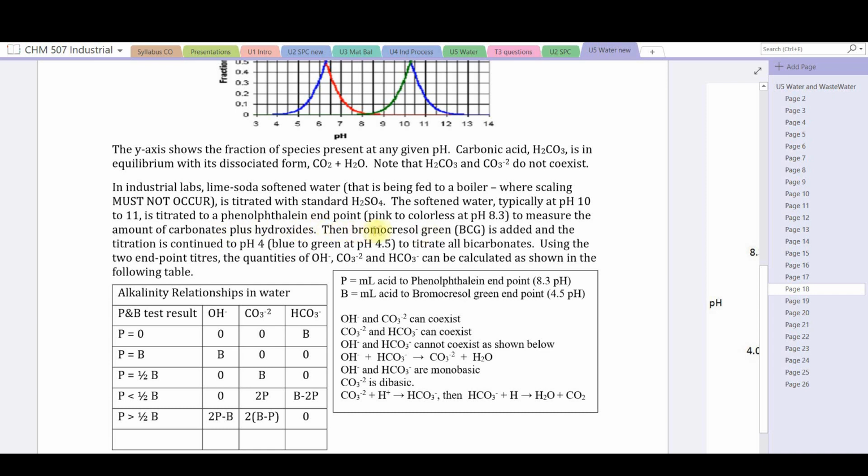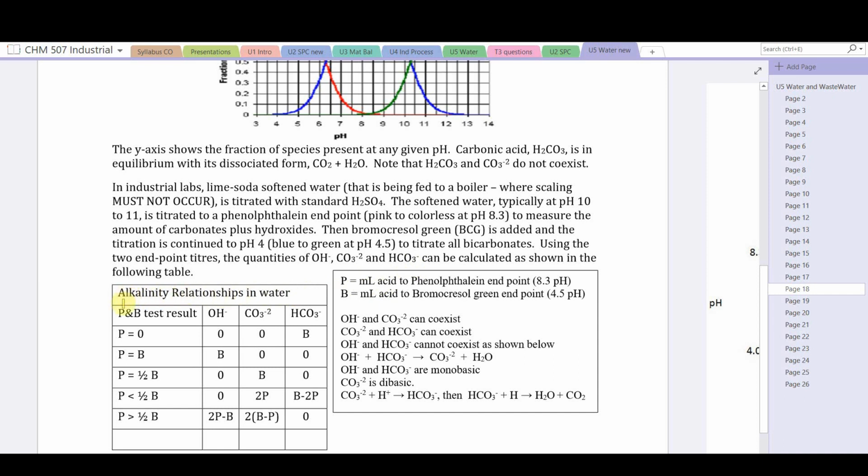Then bromocresol green indicator is added, and the titration is continued. You do not refill the burette. You continue the titration down to pH 4, and the color will change from blue to green at 4.5 to 4, and that titrates all of the bicarbonates. Then using the two endpoint titers, one can calculate the amount of hydroxide, carbonate and bicarbonate present in the sample.